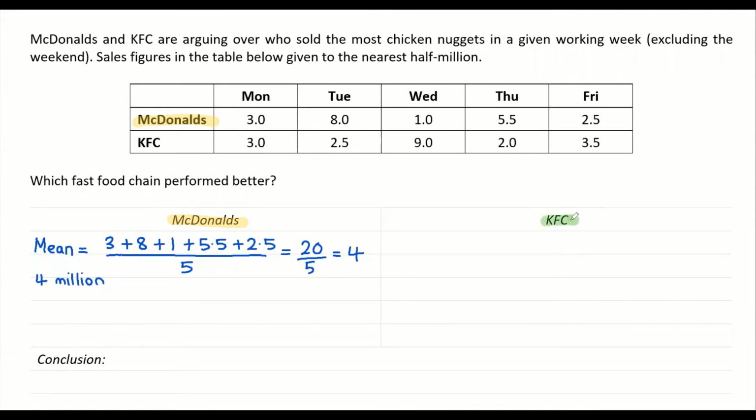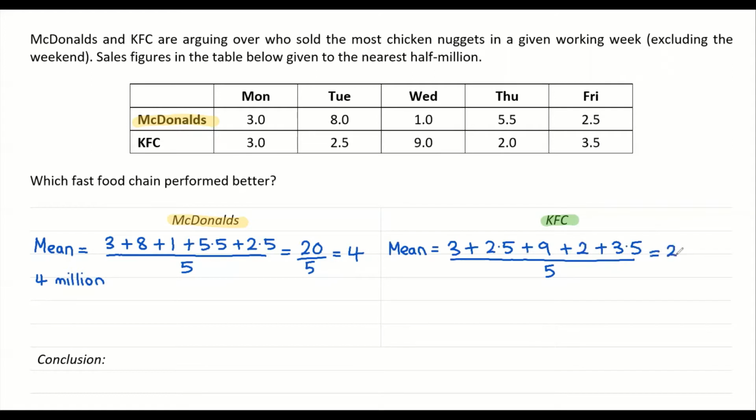Okay, so look at KFC. We're going to do the mean for KFC now. So the mean, again, add up all the data points. So it's going to be 3 add 2.5, add 9, add 2, add 3.5. Now I won't use the calculator for that. I just wanted to show you that you can use the calculator if you wish. There's 5 data points again. Now, if you add up the 2.5 and the 3.5, that gives us 6. Add that to 3, that's 9. Add another 9, that's 18. And then 2 gives me 20. Oh dear, right. So this is quite curious.